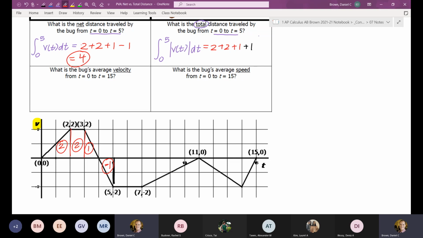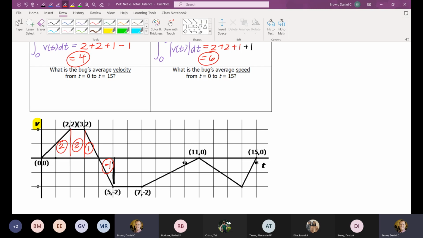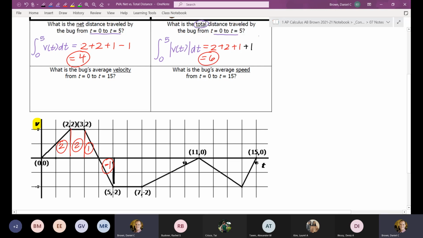All those add together, we have 2 plus 2 plus 1 plus 1, which has a total distance of 6. I think it makes sense to most students that the total distance is going to be greater than or equal to the net distance, because the net distance is just looking at how far you are from the starting point. So to give you a visual, this bug basically went forwards by 5 and then backwards by 1. So the net distance we found was how far away it was from the starting point.